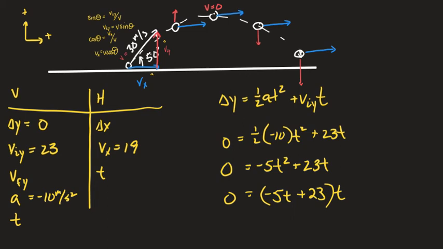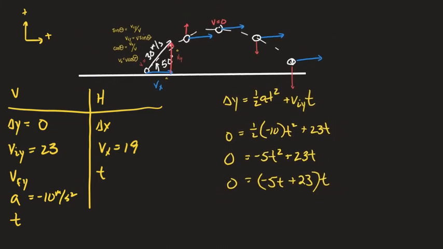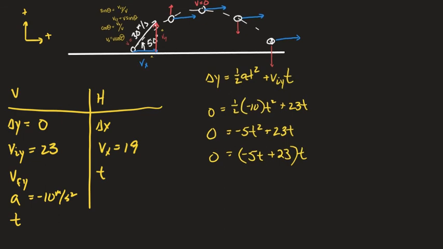Because if you factor the t out, like we're doing right now, you get 2 answers for t. And we're supposed to set this equal to 0 and this equal to 0. So the first answer for t is t equals 0. The second answer for t is 23 divided by 5. So 4 point something. 4.6.